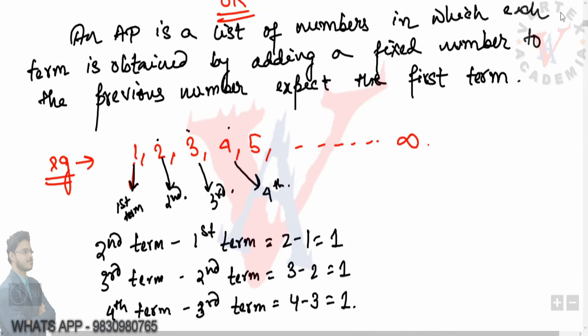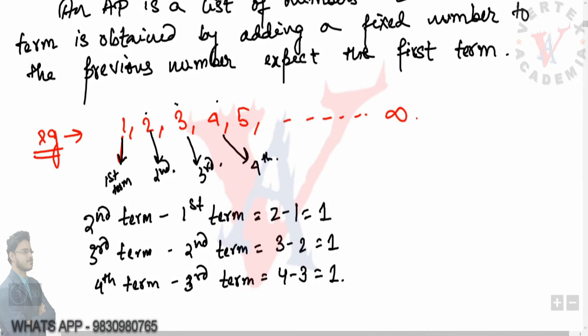Now again, going back to the second definition, an AP is a list of numbers in which each term is obtained by adding a fixed number to the previous number. So you can see, to get the second term here, we are adding 1 to the previous number. We are adding 1 to 1, we are getting 2, right? Now for example, we want to get the third term.